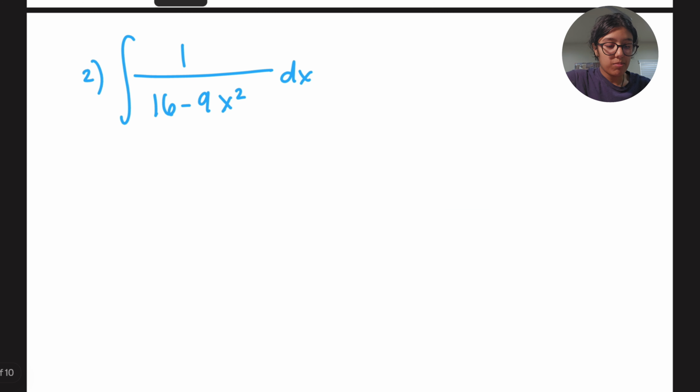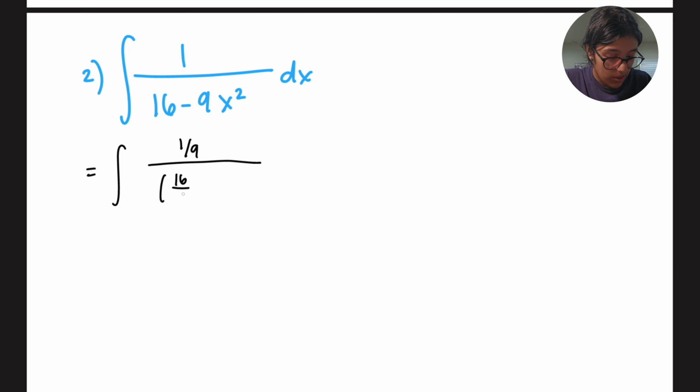Now for our second problem, here we have the integral of 1 over 16 minus 9x squared dx. Once again, we have the same exact problem. The coefficient of x squared is -9. It should be either -1 or 1. So I'm going to divide top and bottom by 9. So we're going to have the integral of 1 over 9 over 16 over 9 minus x squared, so just divided top and bottom by 9, dx. Once again, 1/9 is a constant.